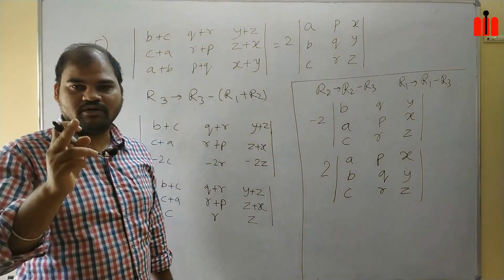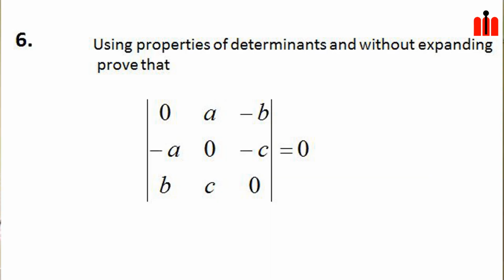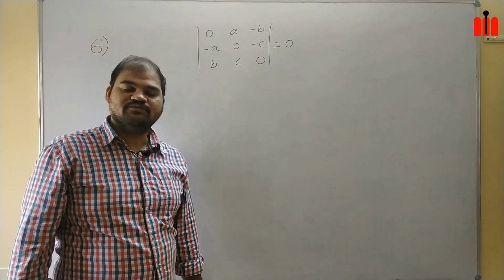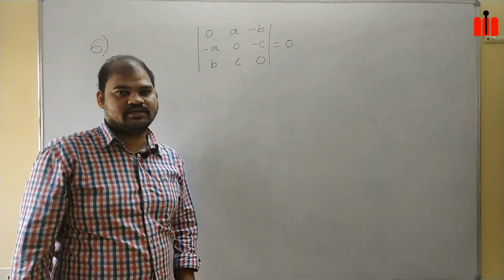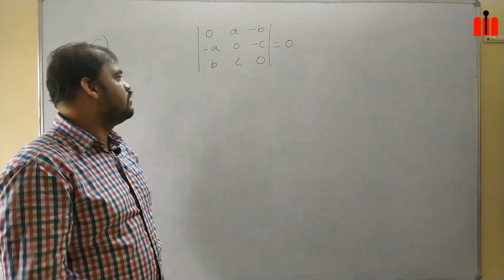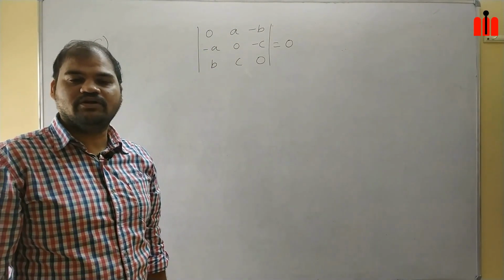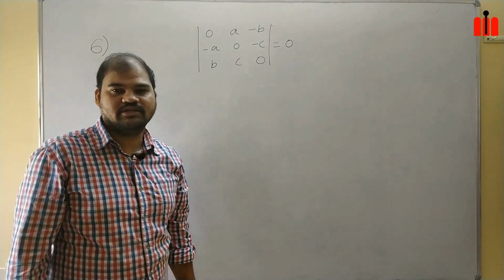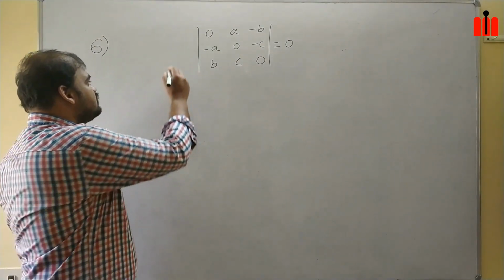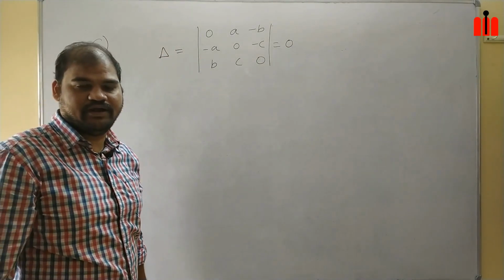Let's move on to problem number 6. Problem number 6 is the determinant 0, A, minus B; minus A, 0, minus C; B, C, 0, equal to 0. This is what the problem is. I will suppose this is equal to del, that is the determinant.